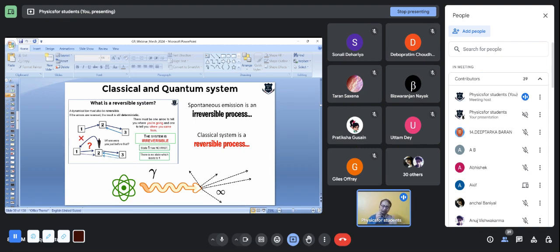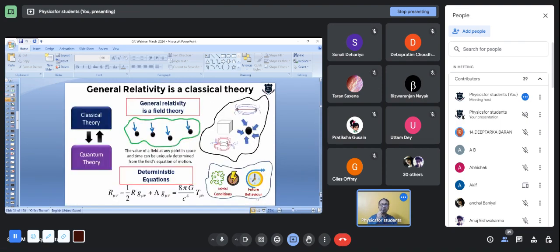I have another slide video which I will send you, where you can see that even if it has a chance to come back, it will lose its energy in the meantime, and you cannot say where it is actually coming back. That means it is an irreversible system, which is not a classical system.